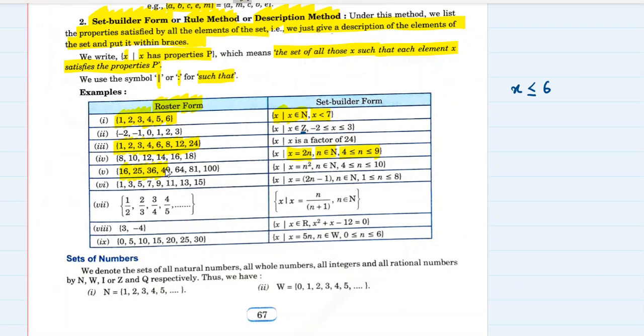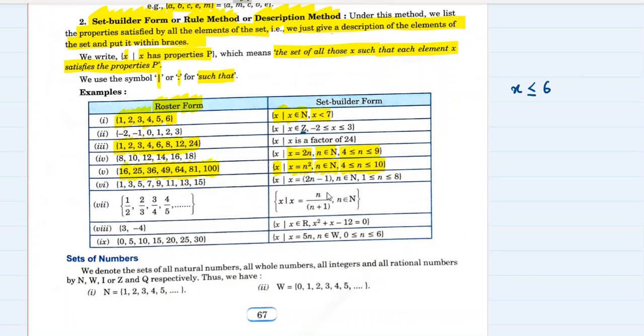16, 25, 36, 49, 64, 81, 100. All are perfect squares from 4 up to 10. So this set is of all x such that x is equal to n square, n belongs to natural number, where n is greater than or equal to 4 and smaller than or equal to 10.